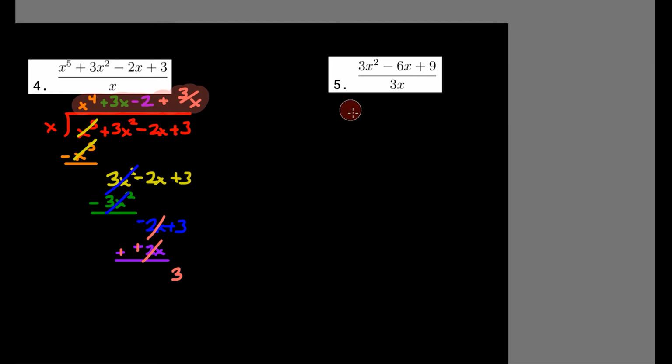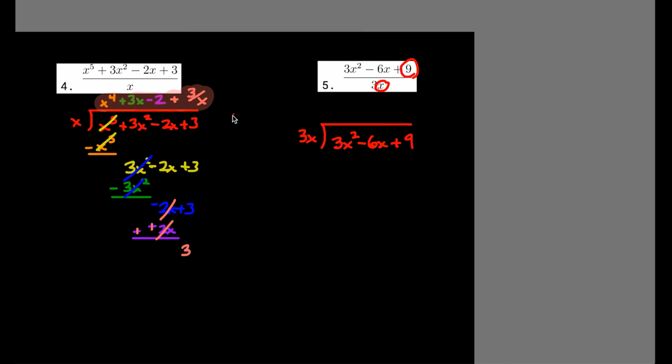All right, in this last one, we're not dividing by x anymore. Now we're dividing by 3x. So the rules are a little bit different on this one, but not really all that much. We're going to do 3x squared minus 6x plus 9, and we're going to divide this by 3x. Now we are going to have a remainder in this, and one way to tell is that this thing doesn't have an x in it, and you're dividing by x, so there's going to be a remainder.